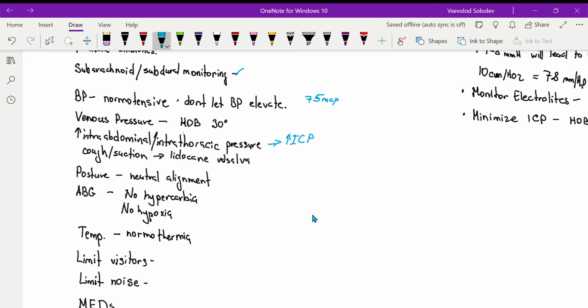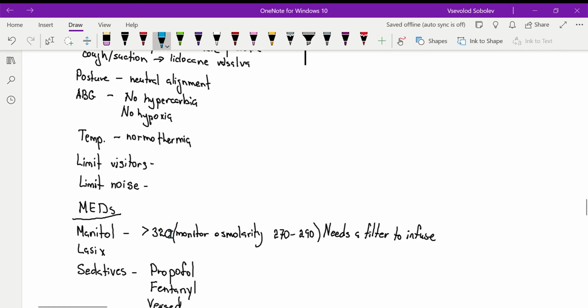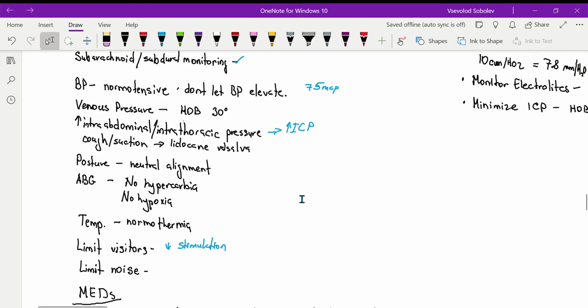Posture, neutral alignment. Don't let them be slumped in bed, because that will affect their blood pressure. Arterial blood gases, no hypercarbia, already talked about it, that it will dilate the blood vessels, and we want to keep them constricted. Temperature, okay, the lower the better. Limit visitors, limit noise to decrease stimulation to the systems.